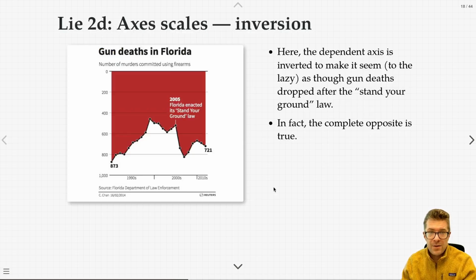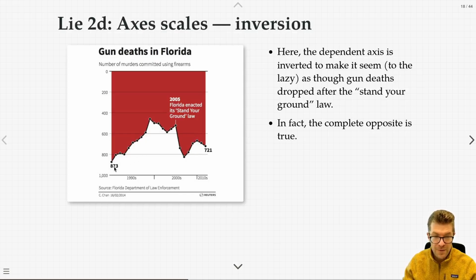Lie 2D, again, just changing the scales. Now we're going to invert the scale. This graph shows the number of murders committed with firearms. The notion is that in 2005, the state of Florida, a state is like a province, enacted this stand your ground law. I don't know the details of it, but I understand that if you feel threatened in Florida, you can shoot anybody you want. And people who advocate the use of guns might say this is going to reduce the amount of gun deaths, or it's going to make things safer.